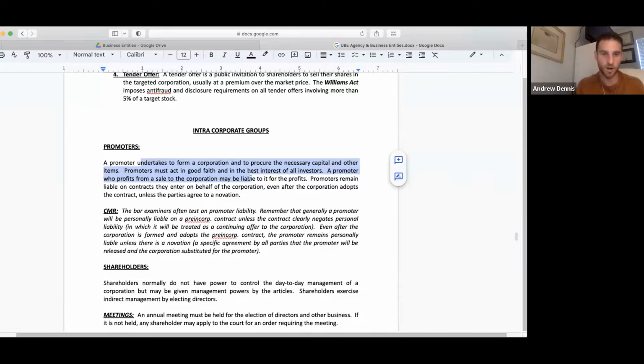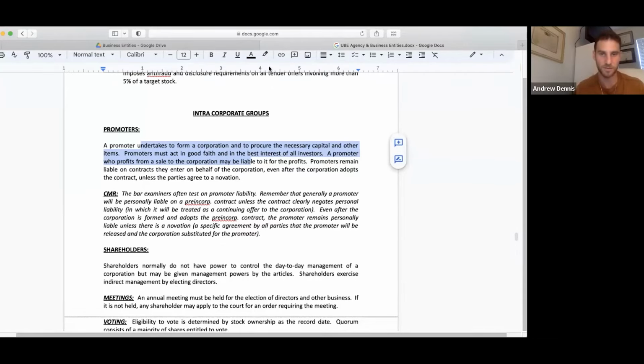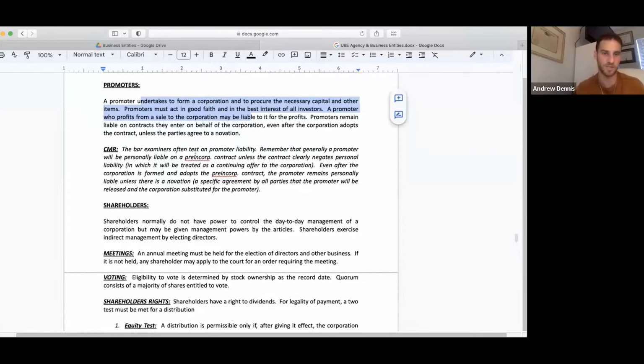So the bar examiners often test on promoter liability. Remember that generally a promoter will be personally liable on a pre-incorporation contract unless the contract clearly negates personal liability, in which case the promoter will be treated as a continuing officer of the corporation. Even after the corporation is formed and adopts the pre-incorporation contract, the promoter remains personally liable unless there's a novation, a specific agreement by all parties that the promoter will be released and the corporation substituted for the promoter. Yeah, like an agent, that's what a promoter is, like an early agent.